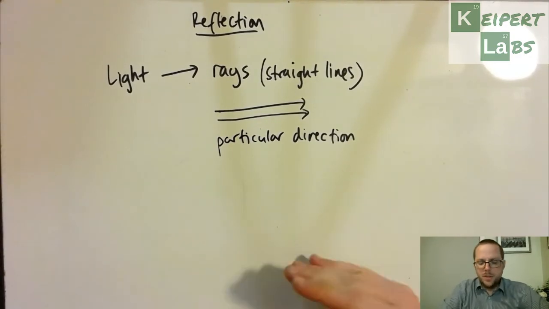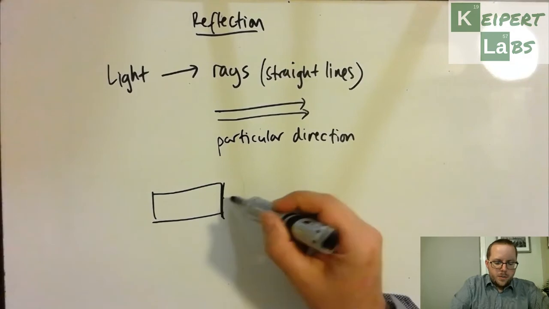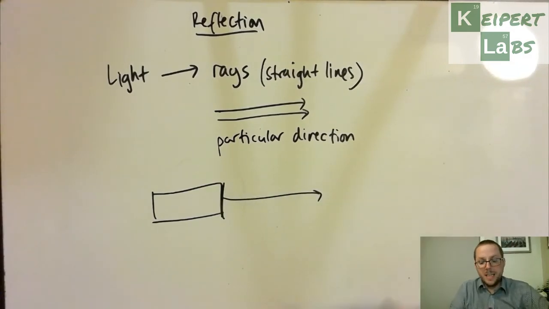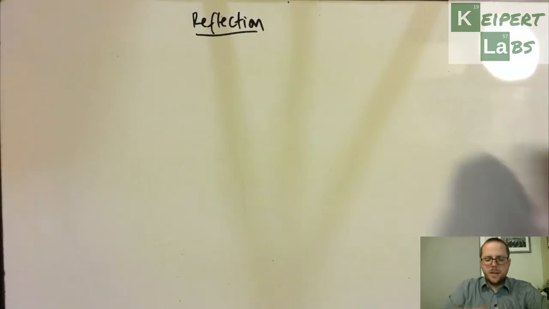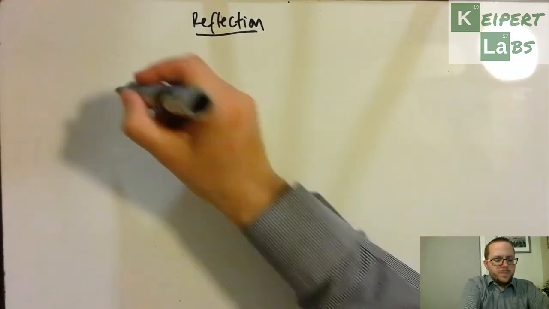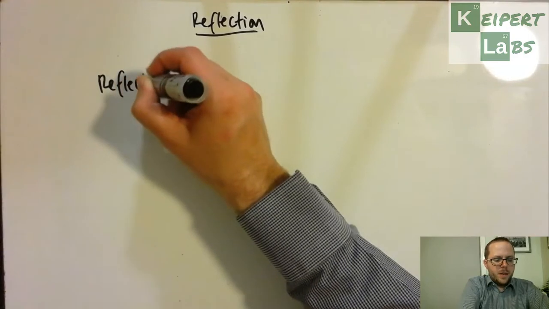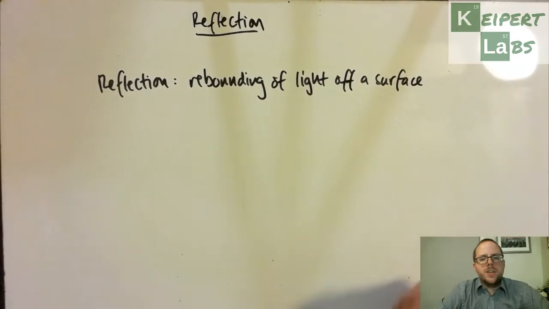Okay, so we set up using a light box with a slit card in one end, so that we only get rays that are traveling in a particular direction, or we use a laser where we're actually setting up a beam of light that only travels in a parallel direction. Then we're trying to find ways to study that light. One of the phenomena that we're going to look at is this idea that we call reflection. Okay, so we're going to write up a definition for you now. Reflection is the rebounding of light off a surface.